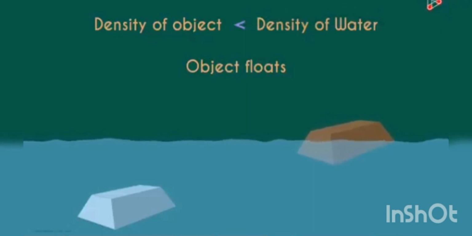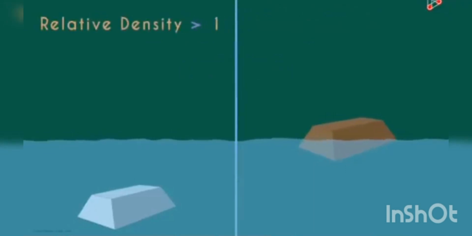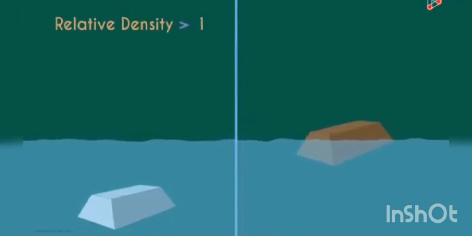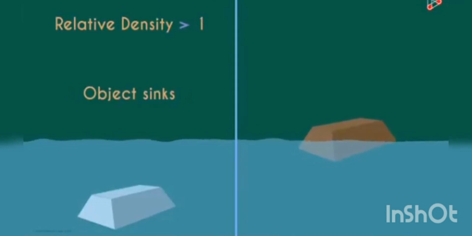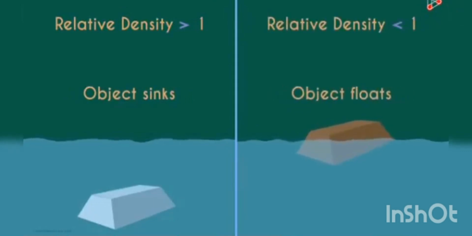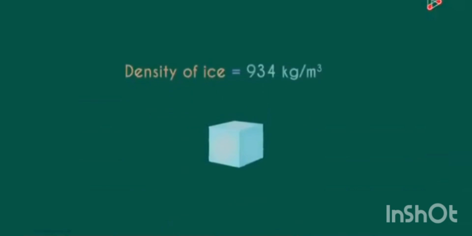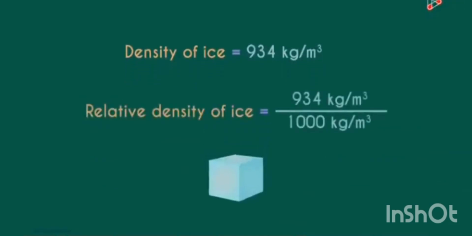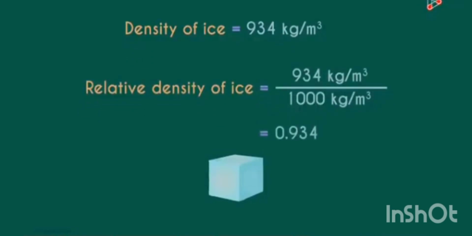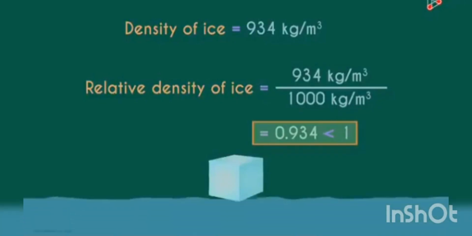How can we say this mathematically? If the relative density of a substance is greater than 1, then it will sink, and if it's lesser than 1, it will float. As the relative density of silver is 10.5, which is greater than 1, it will sink in water. But if we take the example of ice, its density is approximately 934 kilograms per meter cubed. So its relative density will be 0.934. As its relative density is lesser than 1, it will float in water.